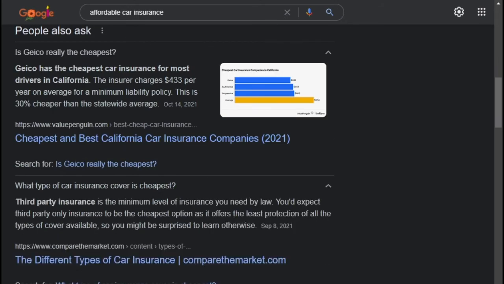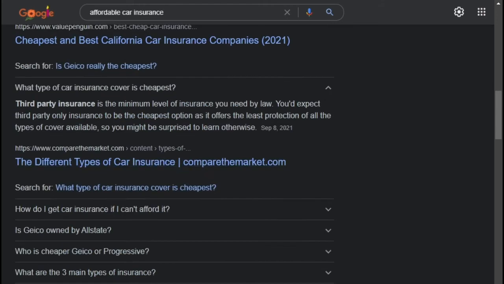What type of insurance cover is cheapest? Third party insurance is the minimal level of insurance you need by law. You could expect third party only insurance to be the cheapest option, as it offers the least protection of all types of coverage available. So you might be surprised to learn otherwise.